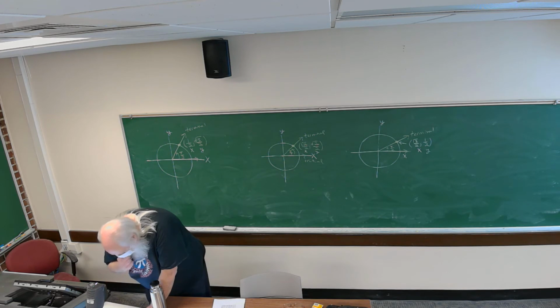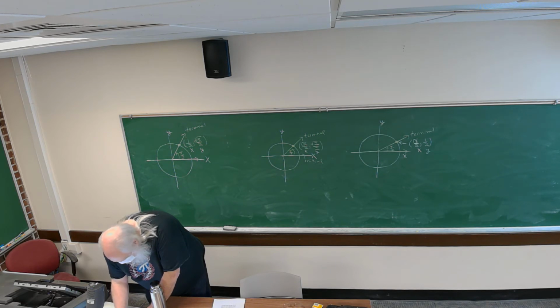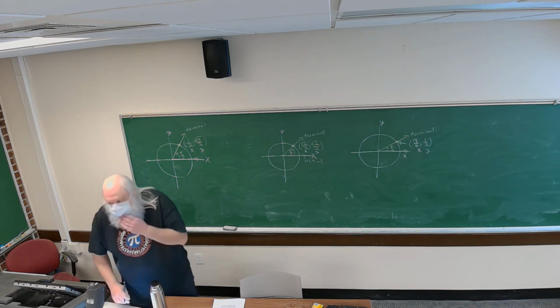And so, just to remind you, t equals 0 radians is 0 degrees. Pi over 6 radians is 30 degrees. Pi over 4 radians is 45 degrees, pi over 3 radians is 60 degrees, and pi over 2 radians is 90 degrees.